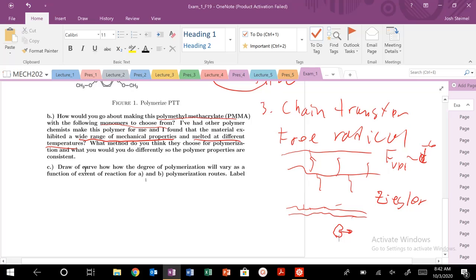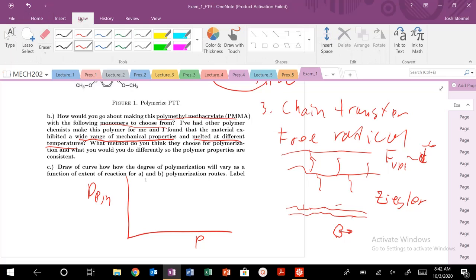Next: draw a curve of how degree of polymerization will vary as a function of the extent of reaction for the A and B polymerization routes. So, degree of polymerization as a function of p. I'm going to draw A in blue. A was our step growth. In step growth, we're initially really low, and then increasing, not exponentially, but we know what equation we need there. And for my chain growth, it's high initially and then asymptotically approaches a limit. Again, that's just what we've spoken about previously.